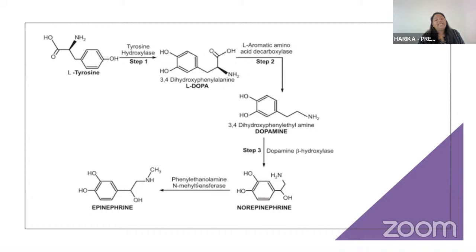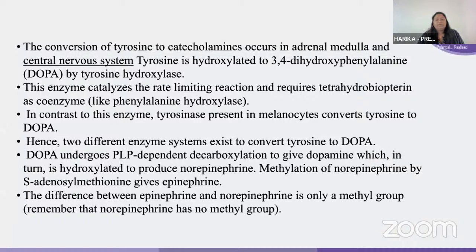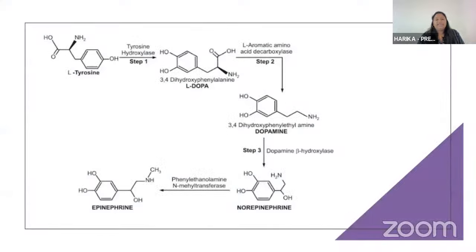And the norepinephrine converts ultimately to epinephrine in presence of phenylethanolamine N-methyltransferase. So this is how your epinephrine gets synthesized from tyrosine to epinephrine. Okay. The matter present here is the same as what I have explained to you.